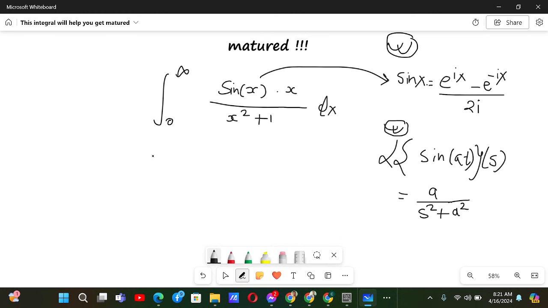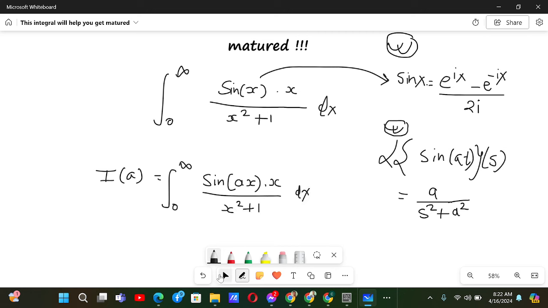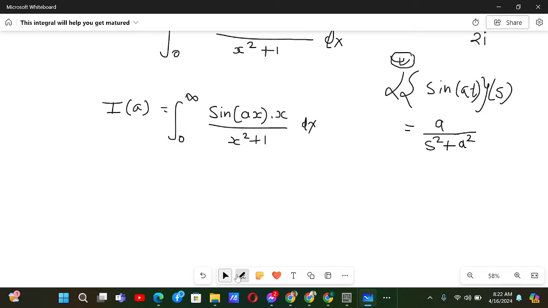So now we will write this as I of a equals integral from 0 to infinity of sine of ax times x by x square plus 1 dx. Now let us try to take the Laplace transform. If you take the Laplace transform of this I of a, it will be applied to the sine only.